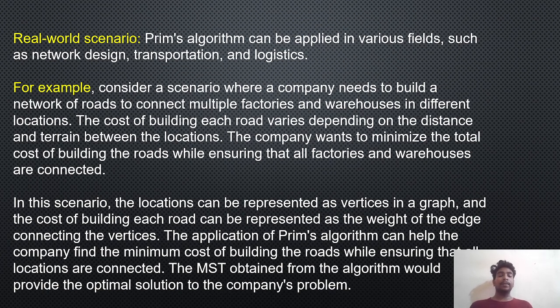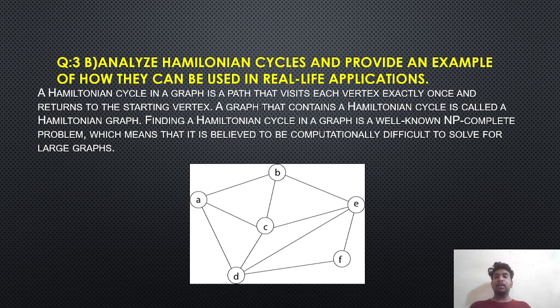The application of Prim's algorithm can help the company to find the minimum cost of building the roads while ensuring that all the locations are connected. The MST obtained from the algorithm would provide the optimal solution for the company's problem.